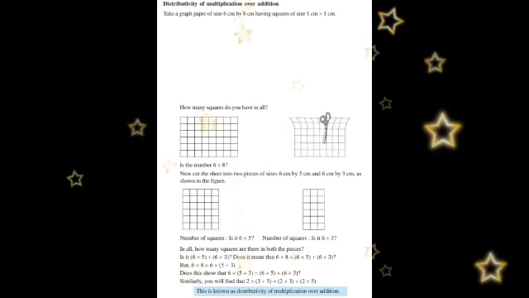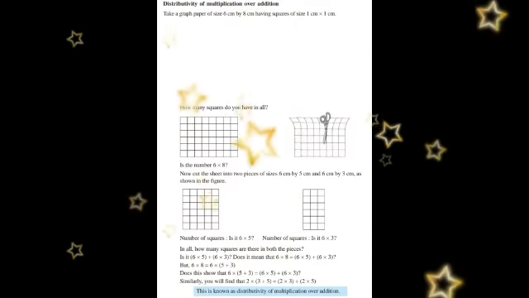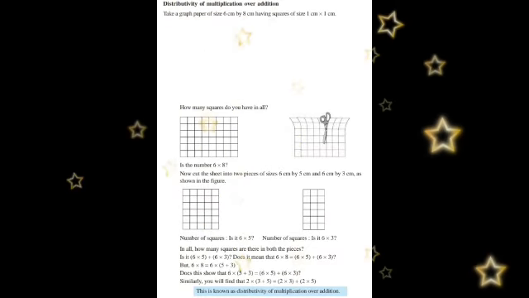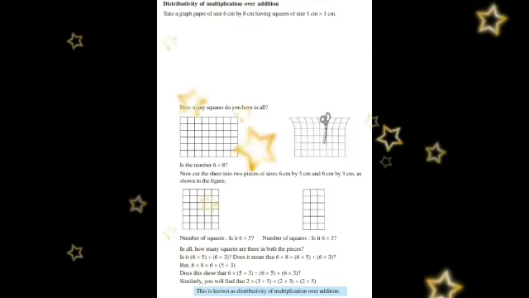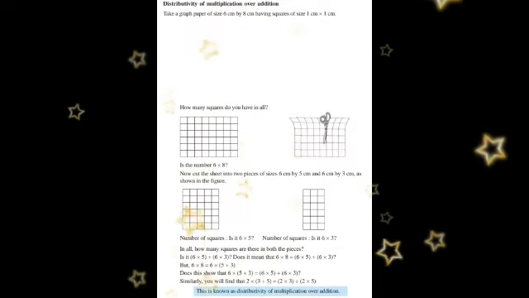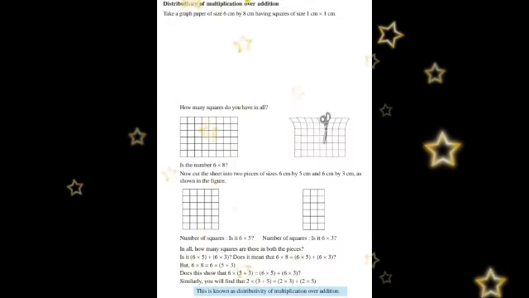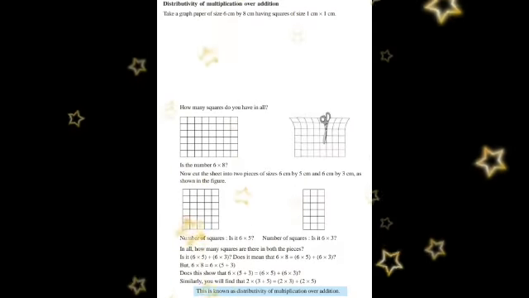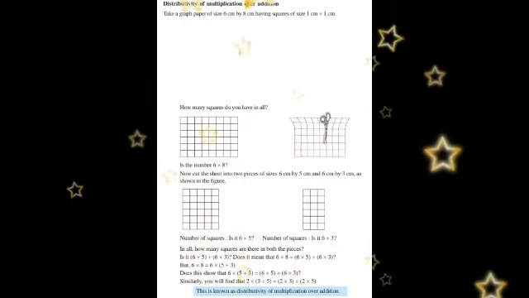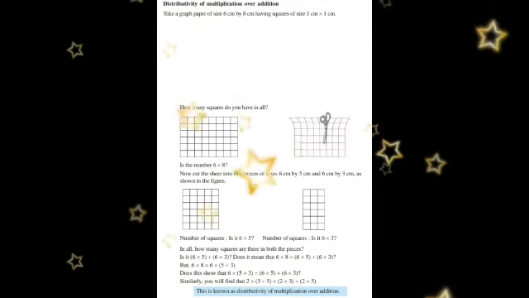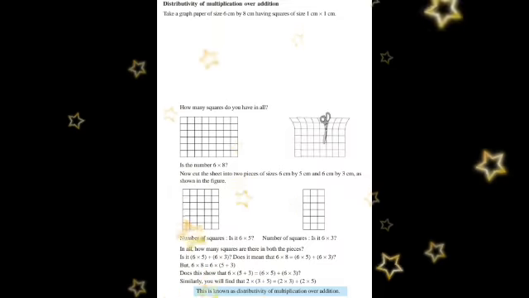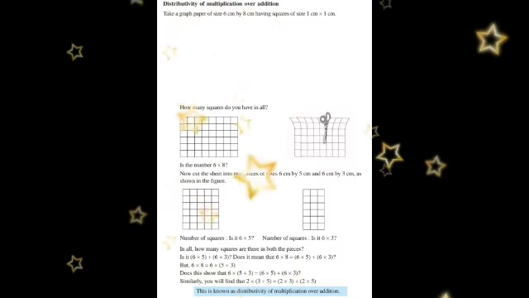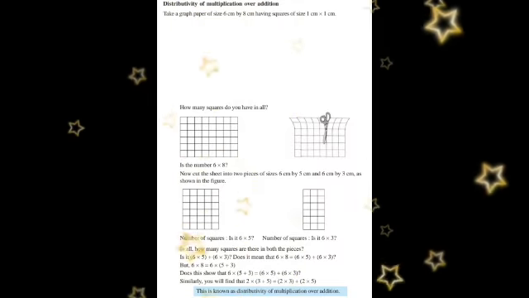Here we use the formula A into (B plus C) is equal to (A into B) plus (A into C). This means, for example, the value of A is equal to 1, value of B is equal to 2 and value of C is equal to 3. So apply the formula: 1 into (2 plus 3) is equal to 1 into 2 plus 1 into 3.